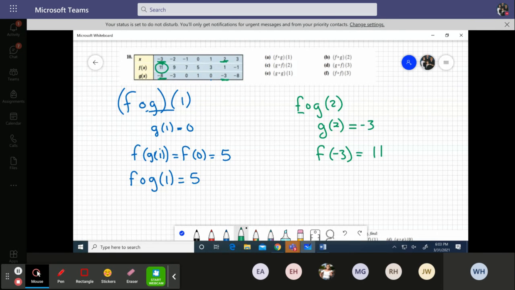How about g of f of 2? Problem C. You give that a shot.